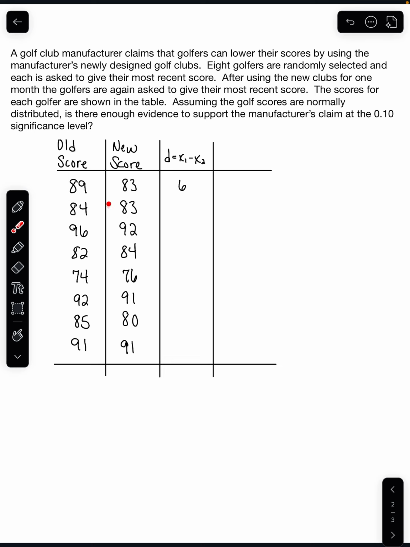The second golfer had scored 84 with the old clubs, and with the new clubs scored 83. That difference is 1. The third golfer went from a 96 to a 92. That's a difference of 4. The fourth golfer, their score actually went from 82 up to an 84, so their difference is -2, and so on down the line.